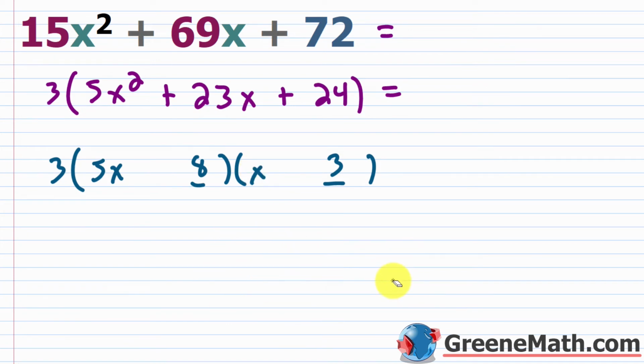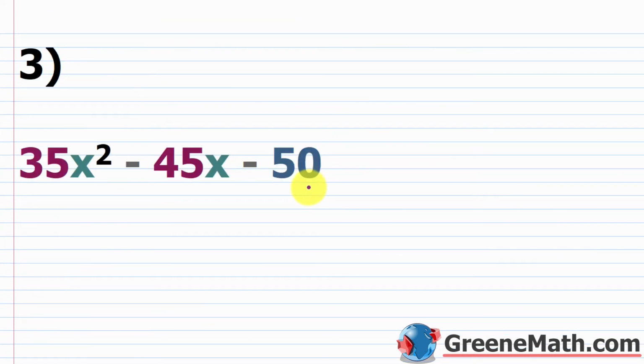So let me go ahead and get rid of this. I'll put a plus here and a plus here. So we want 3 times the quantity 5x plus 8 times the quantity x plus 3. And again, you can always stop and check this using FOIL. All right, let's look at problem number 3.